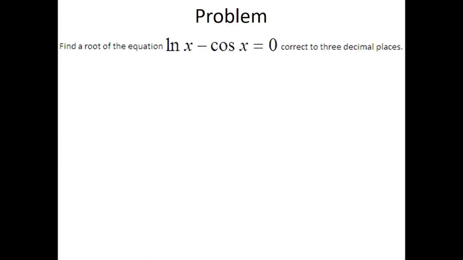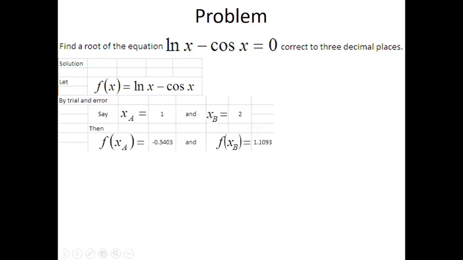So ito yung problem. Find the root of the equation ln x minus cosine x equals 0, correct to 3 decimal places. So this is the previous problem, similar to the bisection method problem. So solution. Ito yung first step. You let f of x equals ln x minus cosine x. And then by trial and error, ang goal mo, dapat negative yung isa, positive yung isa. Yung f of x sub a should be negative, f of x sub b should be positive. So that's the goal.